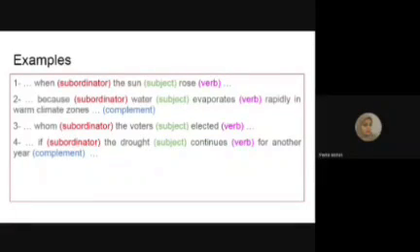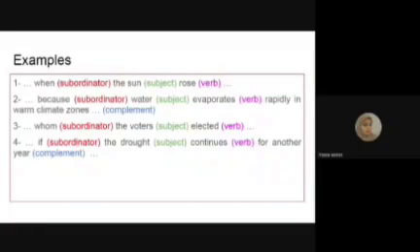So, for example, a student writes a dependent clause as a sentence. When the sun rose. So, what happens when the sun rose? The meaning is incomplete. Okay? We need to complete the meaning because it is incomplete here. So, when is a subordinator. The sun is the subject and rose is the verb. But what about the meaning? The meaning is incomplete. We have to write an independent clause here to complete the meaning. Let's see the other example.